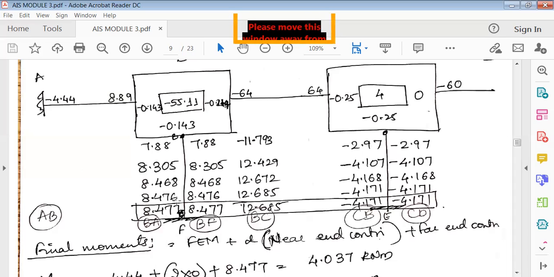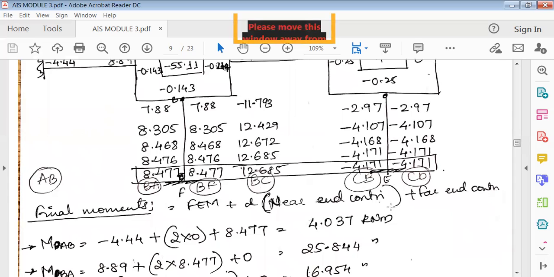See, 7.66 is this, this is 4.76, this is 8.477. See here 77, so the difference is not much. Similar here, it is same, here also it is same. So you should go on doing like this, and then this is the point where you need to stop. Then you'll get BA, BF, BC, CB, CD values.